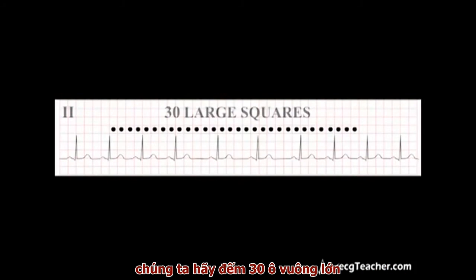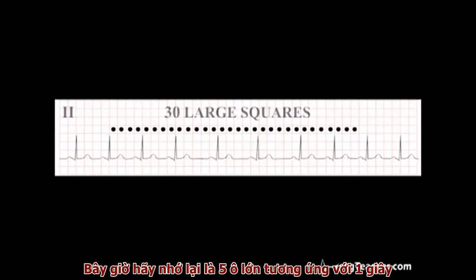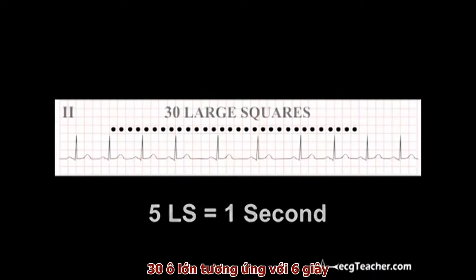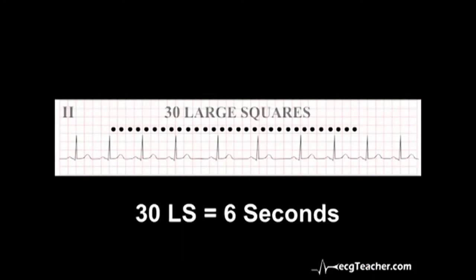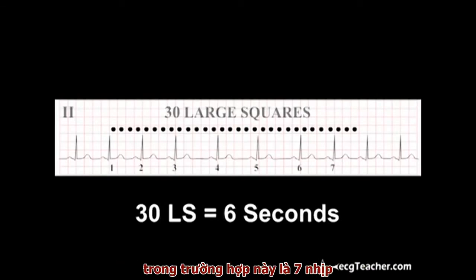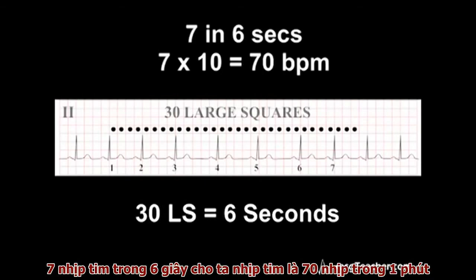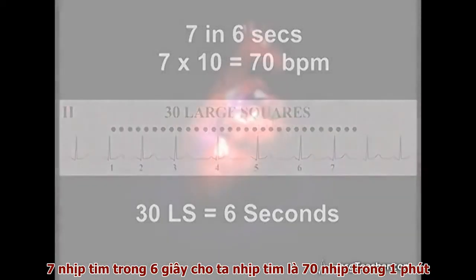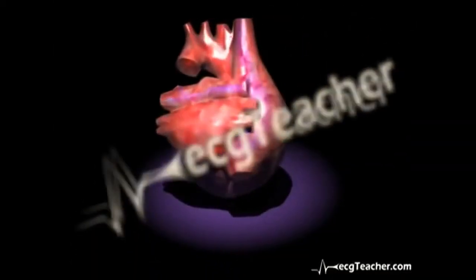30 large squares. Now, remembering that 5 large squares equates to 1 second, 30 large squares corresponds to 6 seconds. Count the number of R waves in these 30 squares. In this case there are 7. 7 beats in 6 seconds gives a heart rate of 70 beats per minute.